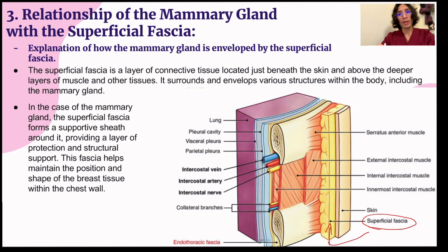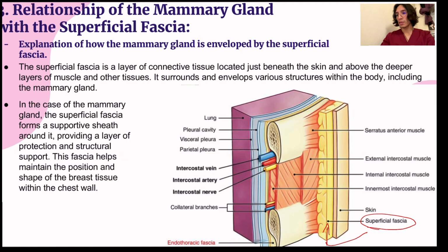In the case of the mammary gland, the superficial fascia forms a supportive sheath around it, providing a layer of protection and structural support. This fascia helps maintain the position and shape of the breast tissue within the chest wall.